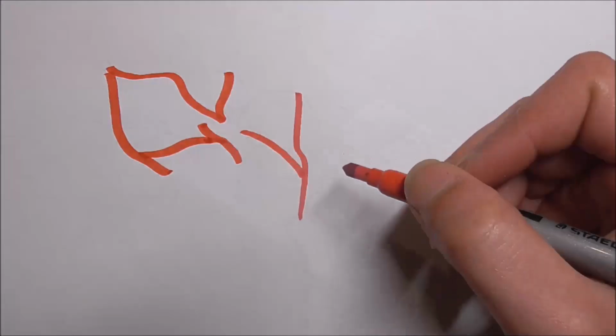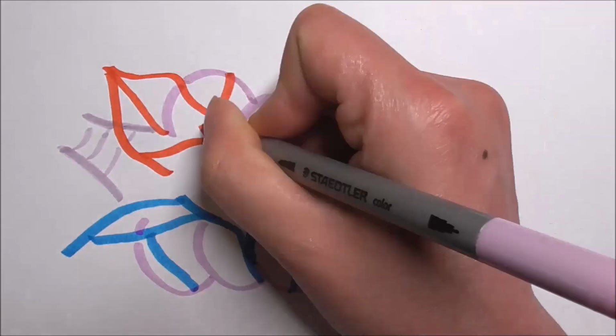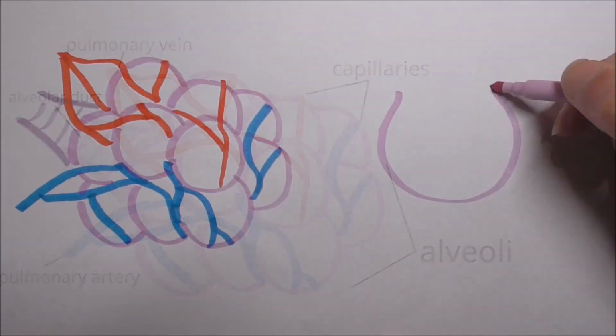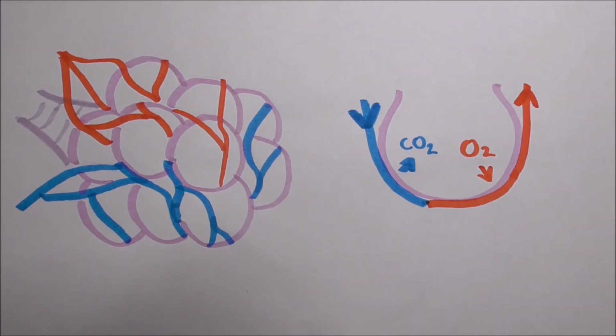Alright, now this is where the heart comes into it, as you'll see with the pulmonary veins and pulmonary arteries. Now when a vein and an artery meet, that's what's called a capillary if you're in the UK, or a capillary if you're in the US, and that's what the alveoli are wrapped in. Now let's have a closer look at what happens.